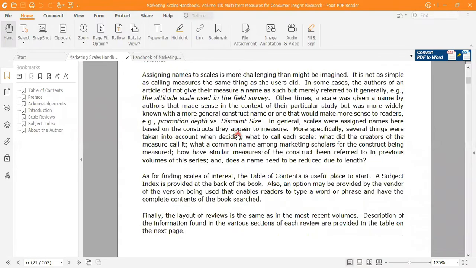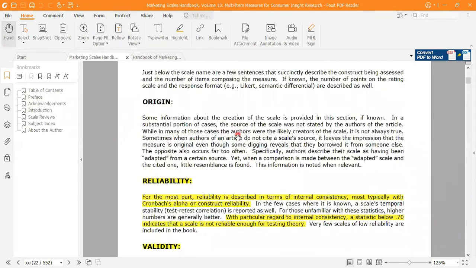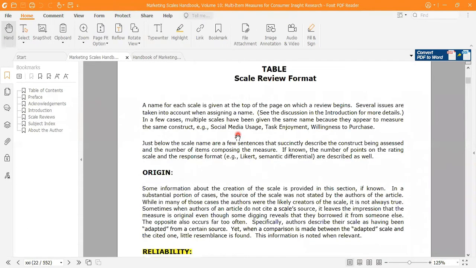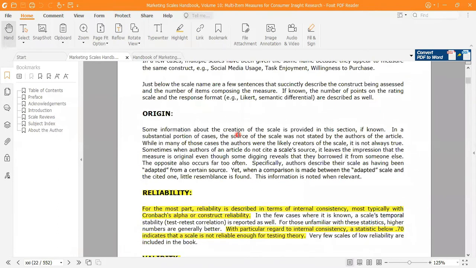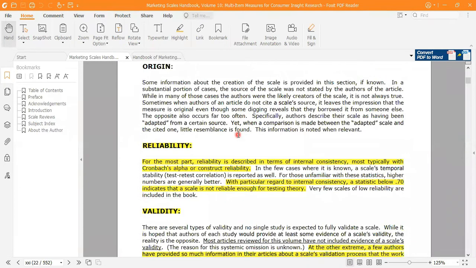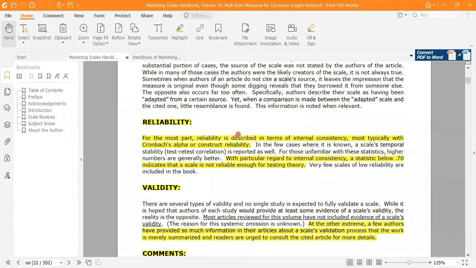And then if you come down more, this is about the scale review format, how the scale was reviewed before including it in this book. First of all, its origin was checked, that means in what manner the scale originated. And then its reliability was checked. In order to check the reliability, there is Cronbach's alpha, which checks the internal consistency of the scale which you're using.